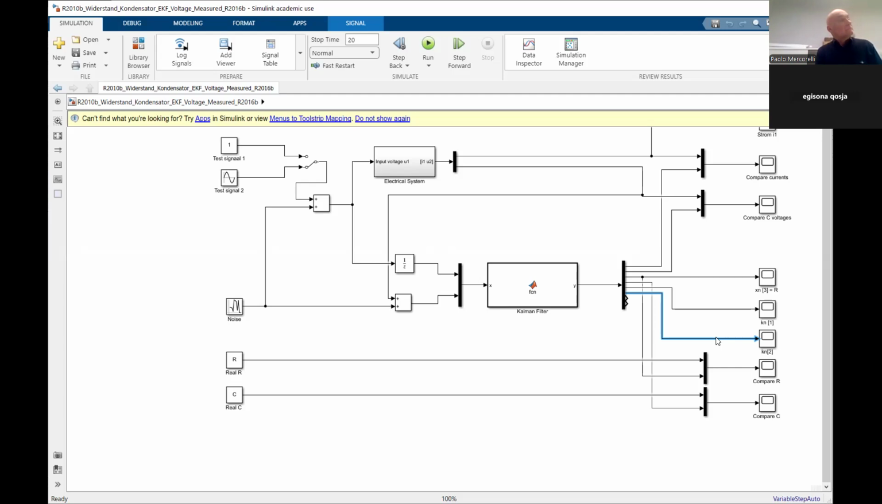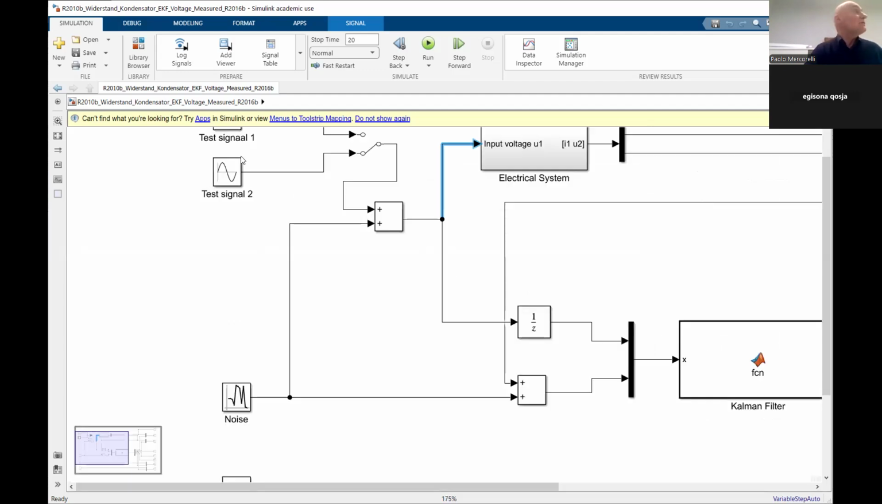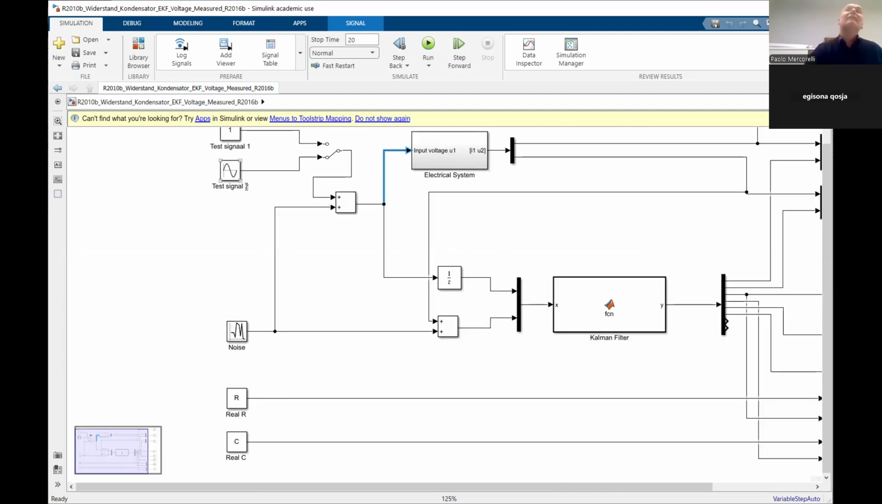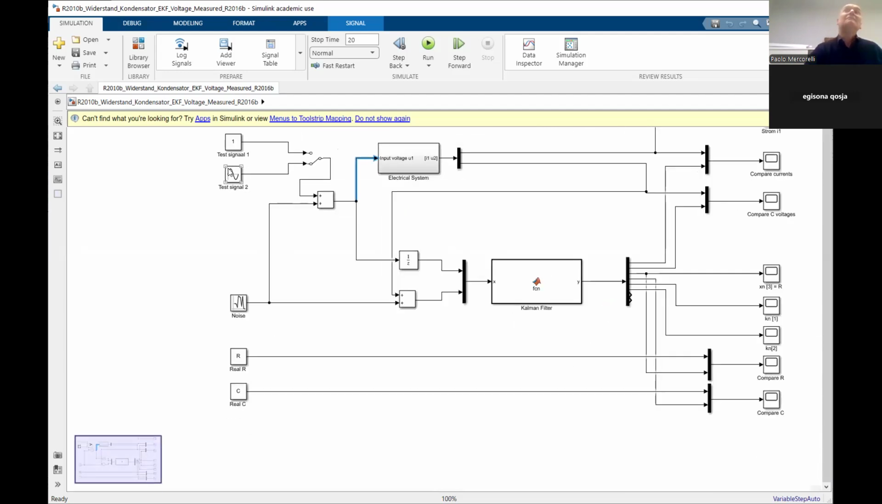The Kalman filter gets voltage as the input at this point. The voltage, yeah. This here is the voltage, right? We can see here the sinusoidal signal, as in the real case. Yeah. Thank you for this question.